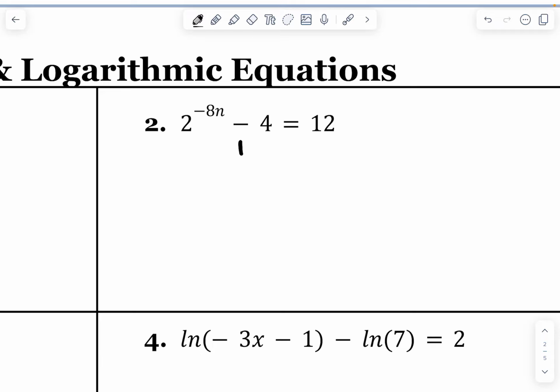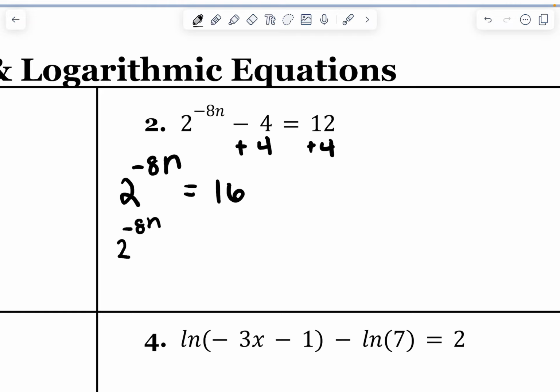Okay, here most of you got that you were supposed to do plus 4 on both sides, and so now you have 2 to the power of negative 8n is equal to 16, and then for some reason you died. There's two ways that you can do this. The easiest way, I think, is to rewrite 16 as 2 to the power of 4. Rewrite that number as a number that is base 2.